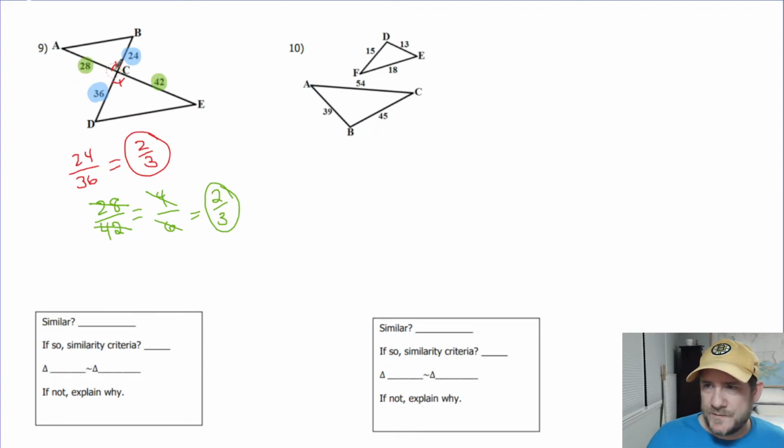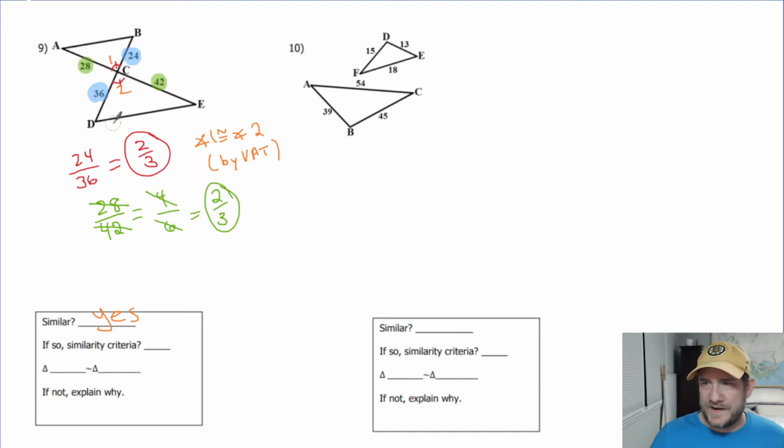Don't forget, you better talk about these angles too. I'm going to name one of them 1 and the other one 2, and then we can say angle 1 is congruent to angle 2, by the vertical angles theorem. And then you can say, are they similar? Yes. If they are, then what criteria?